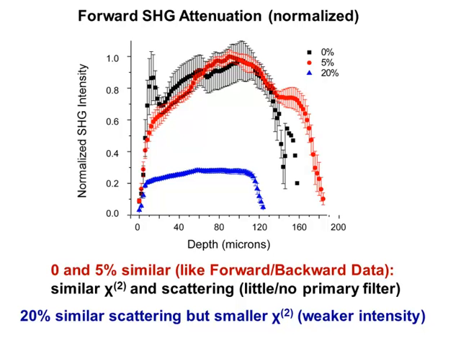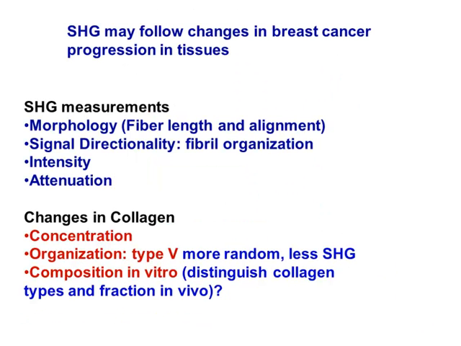But the point I want to make is that for the 0% type 5 and the 5% type 5, the forward-backward ratio and now here the attenuation ratio are all the same. So they overlap very nicely. And then if you just normalize the intensity, the 20% has the same trend, but it's just a lot weaker. So all these plots are self-consistent.